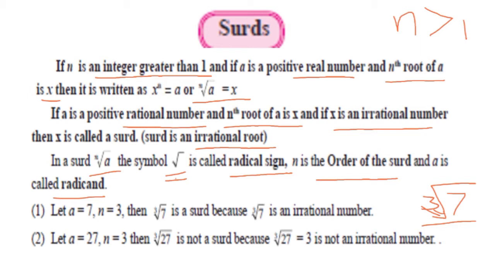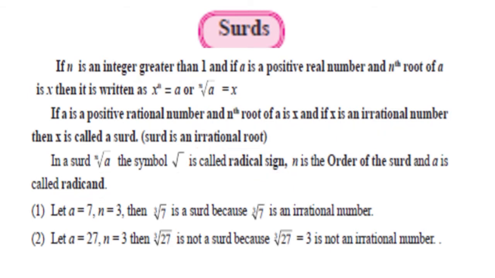Second, let a is equal to 27 and n is 3, means order of the surd is 3. We know cube root of 27 is 3 and 3 is a rational number. 3 is not irrational. Therefore, it is not a surd. Means cube root of 27 is not a surd, but cube root of 7 is a surd.